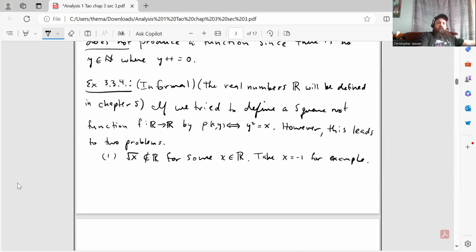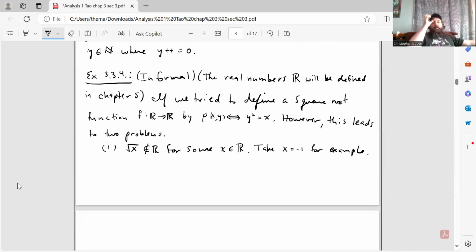All right, example 3.3.4. He says informal here because we haven't formally defined what the set of real numbers is. We'll do that in a later chapter. For the moment, when we talk about examples involving the integers or the rationals or the real numbers, he labels them informal because we haven't yet formally defined those sets. The real numbers will be defined in chapter 5, so we will eventually define them, but for now it's considered informal.